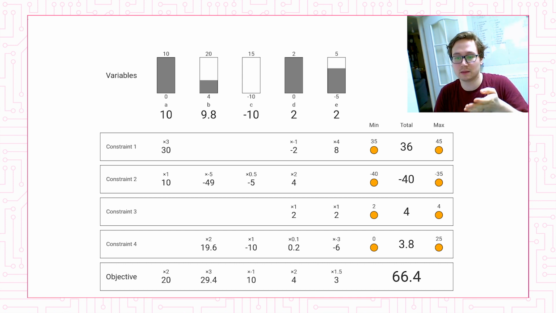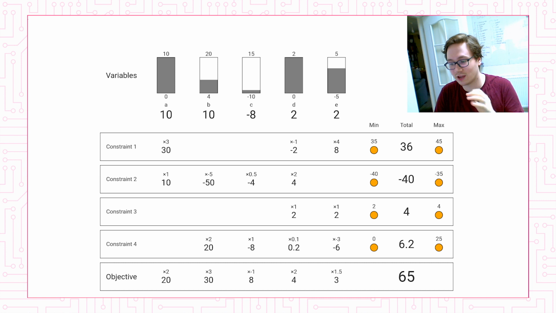However, you'll see that the b variable is currently 9.8, but b is required to be an integer. So we found the optimal solution, but not the optimal integer solution. It will look at all of the integer solutions near the optimal solution that it found, and it will pick the one with the highest objective. In this case, it will set b to 10, and therefore c has to go to -8 to keep all of our constraints satisfied, giving us an objective value of 65, which is the optimal.